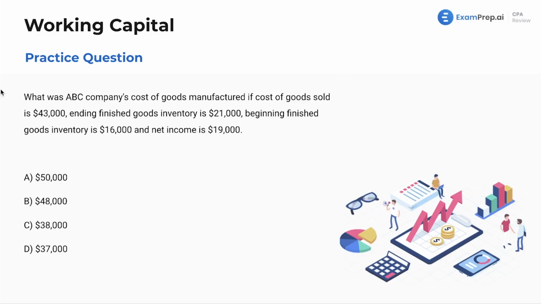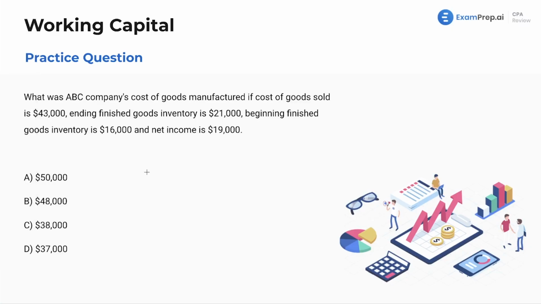Next question. What was ABC Company's cost of goods manufactured, if cost of goods sold is $43,000, ending finished goods inventory is $21,000, beginning finished goods inventory is $16,000, and net income is $19,000?